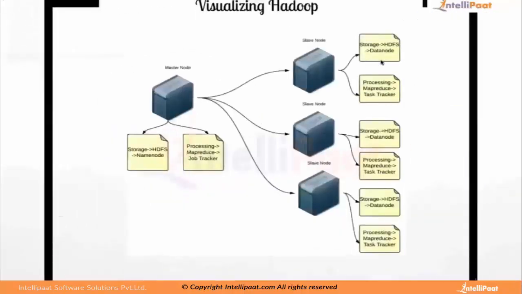Now, if you dive a little deeper, what you see is Hadoop is nothing but a master-slave configuration. On the master node, you have two components, storage and processing. And on the slave node also you have storage and processing. The one who takes care of storage on the master node is called the name node, and on the slave node it is called the data node. The one who takes care of processing on the master node is called the job tracker, and on the slave node it is called the task tracker. These are the four most important daemons.